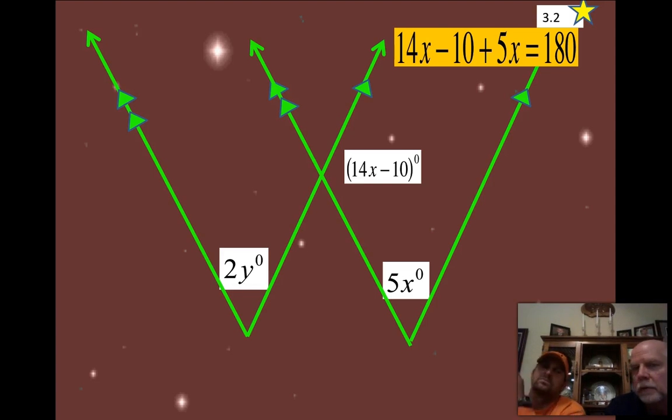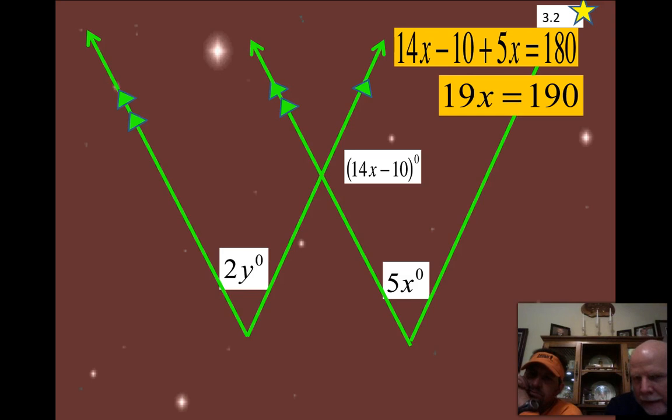Now we're into algebra. We need to be able to solve that equation. So 14x plus 5x is 19x. We could add 10 to both sides and get 19x is equal to 190. Divide by 19, and x is equal to 10. And even though we didn't have instructions here, the instructions should have been find x and find y.